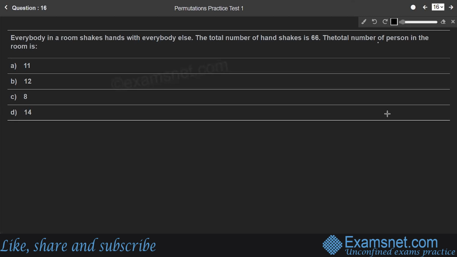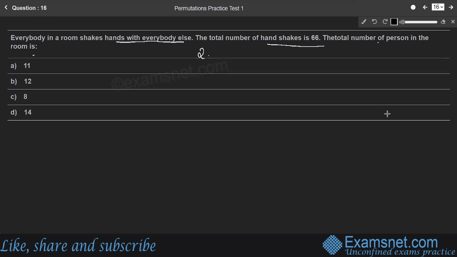Question number 16. Everybody in a room shakes hands with everybody else. The total number of handshakes is 66. The total number of persons in the room is? So here, students, for a handshake, 2 people are required, right? So 2 people are required for a handshake, who will shake hands with each other.